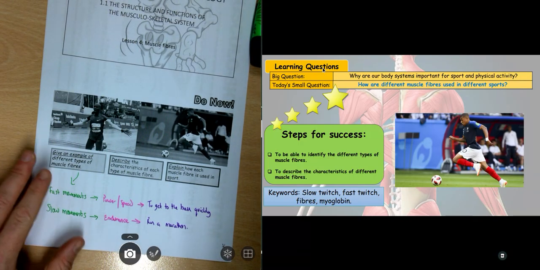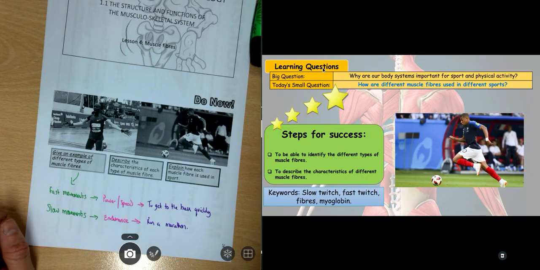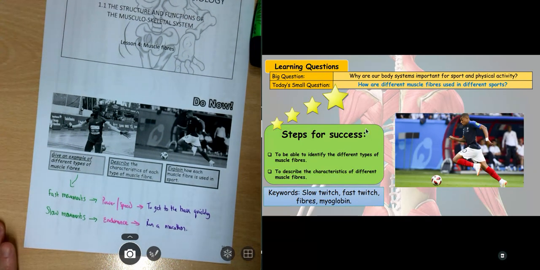So what we're looking at in today's lesson is how are different muscle fibres used in sports. So for us to be able to do that, we need to be able to identify the different types of muscle fibres and then outline some characteristics of each one.